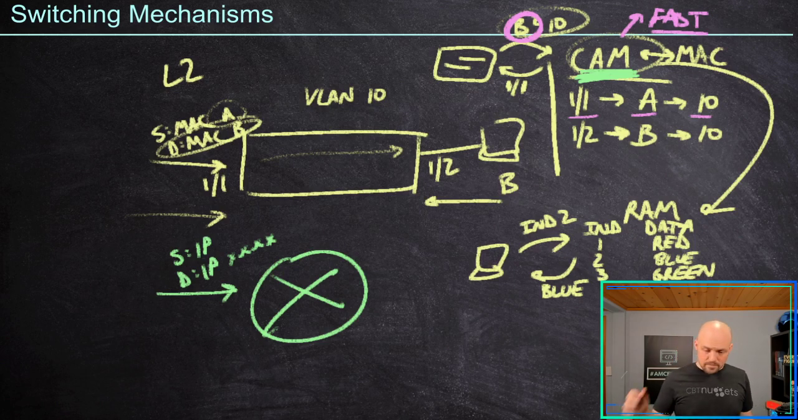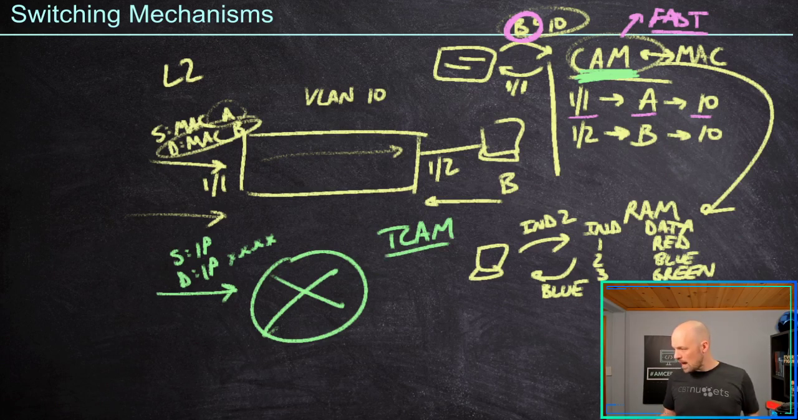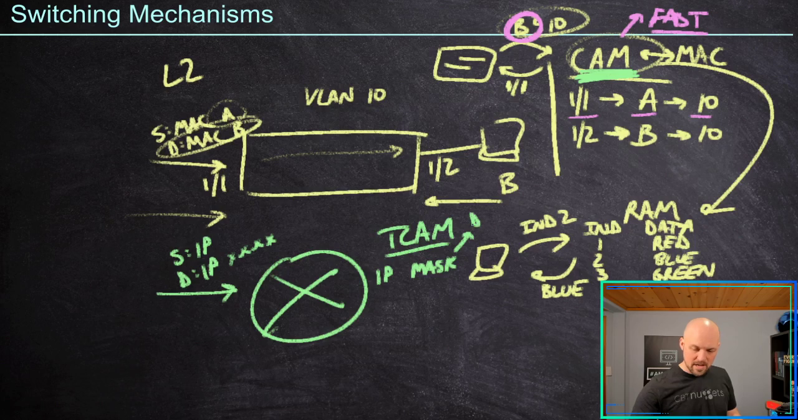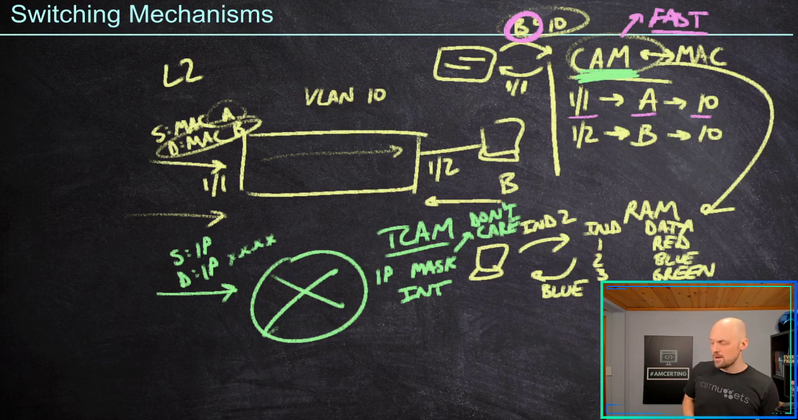Instead, however, we have the TCAM. We need TCAM space, and the TCAM is going to allow us to store all the information. It's the IP address and the subnet mask, which really is the key part, because it's the don't care bits. I can know whether I care about a bit or not. It doesn't have to be an exact match. And then I have my next hop interface, or next hop IP address for that matter.